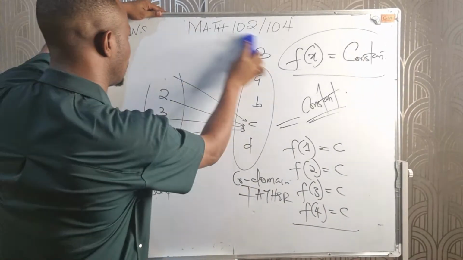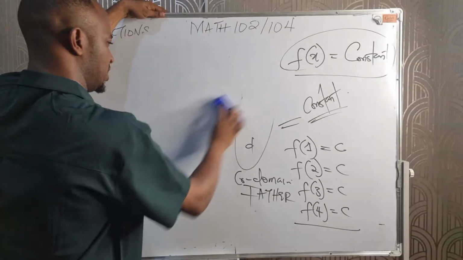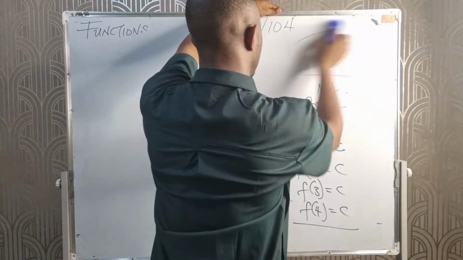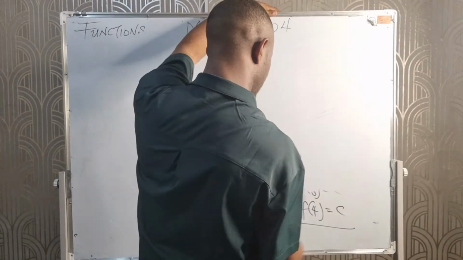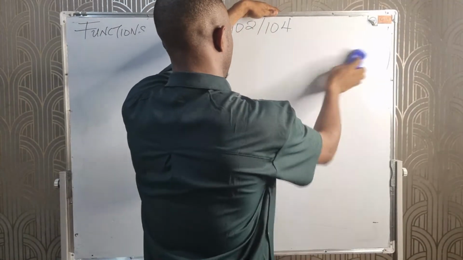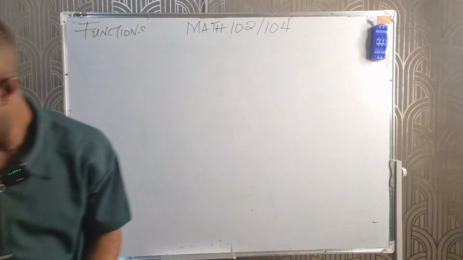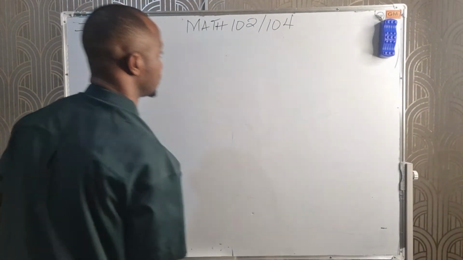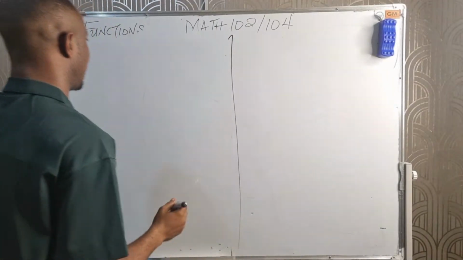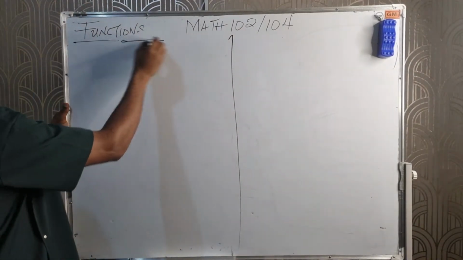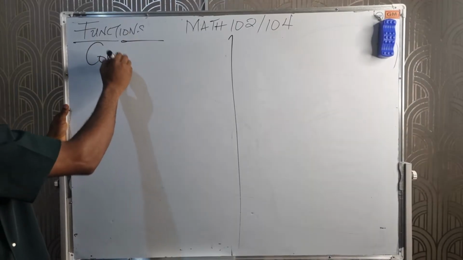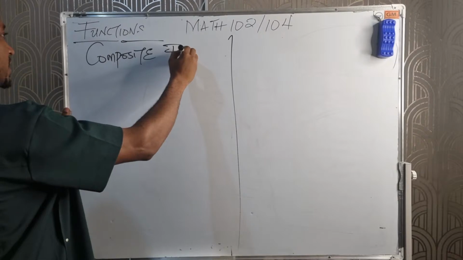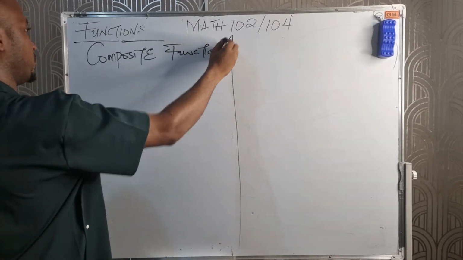The next one is called the composition of mapping function, also called composite mapping function. Please, if you are following, indicate you are following. Composition of mapping function, also called composite function.